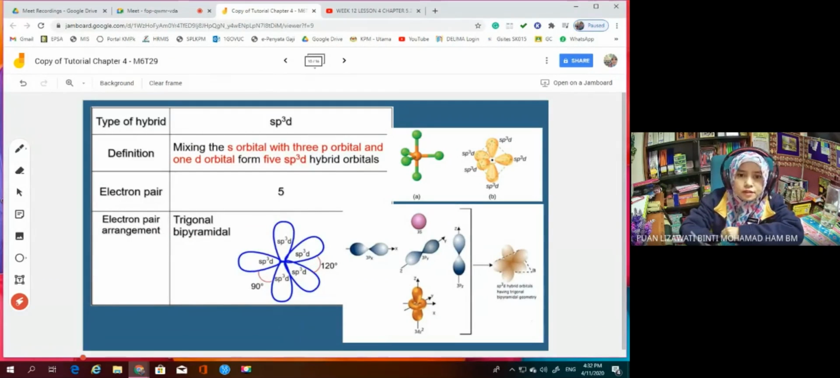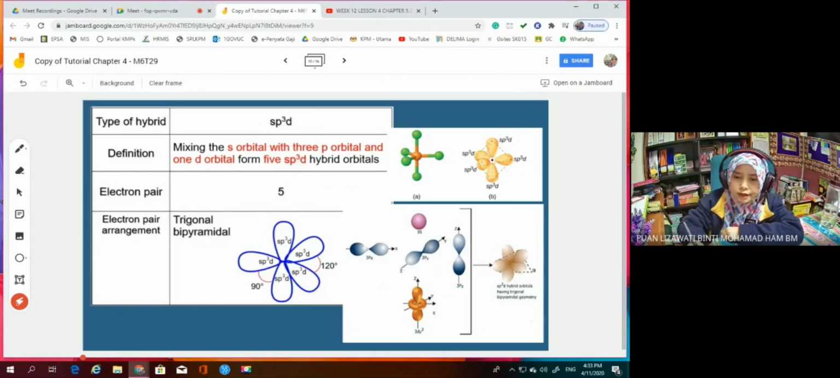I would like to discuss our sp3d hybrid orbital. Here is the definition. Mixing an s orbital with 3 p orbitals and 1 d orbital will form 5 sp3d hybrid orbitals. There are 5 electron pairs, and all 5 electron pairs are arranged in a trigonal bipyramidal shape. There are two bond angles here: 90 degrees and 120 degrees.